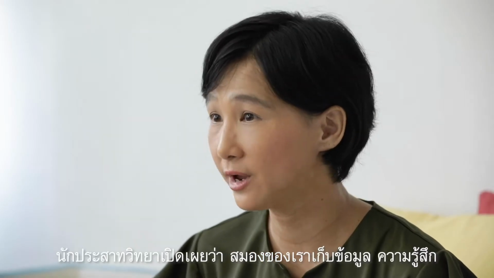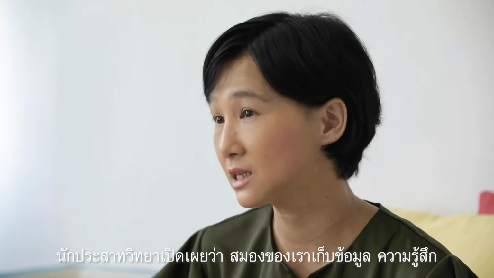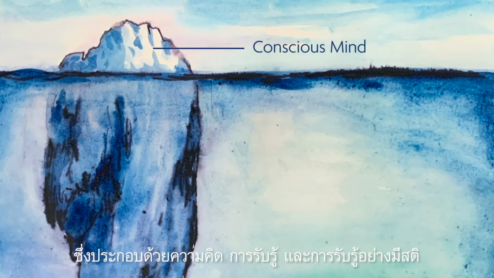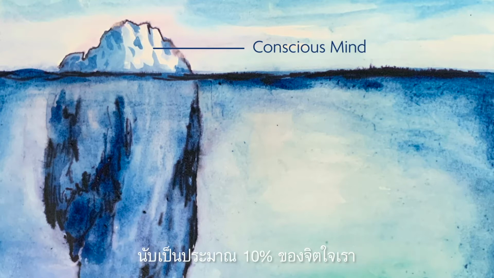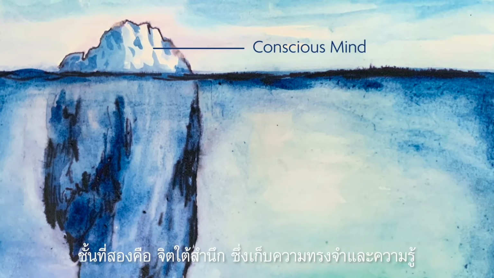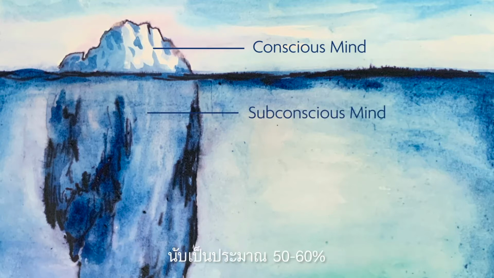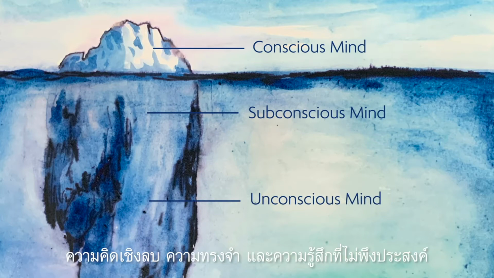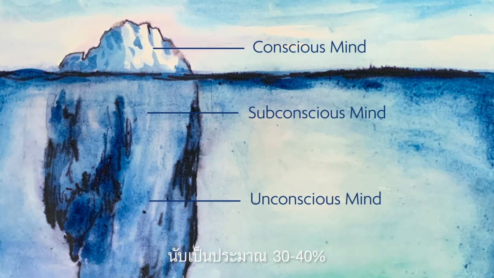Neuroscientists have revealed that our brain stores information, feelings, and experiences in 3 layers. The first layer is the conscious mind, which contains our thoughts, perceptions, and conscious awareness. This is just about 10% of our mind. The second is our subconscious mind, which stores memories and knowledge. This takes up about 50 to 60%. Lastly, the unconscious mind holds our fears, negative thoughts, and unpleasant memories and feelings. This takes up about 30 to 40% of our mind.